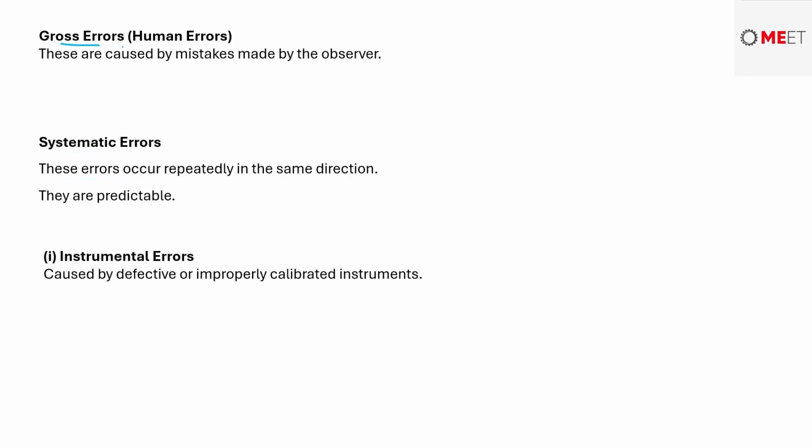Types of errors: gross errors or human errors. These are caused by the mistakes of an observer. Examples could be reading the wrong scale, incorrect reading, wrong calculation, careless observation, etc. Next is systematic errors. These errors occur repeatedly in the same direction. They are predictable. They include instrumental errors, the errors caused by a defective or improperly calibrated instrument. An example would be a ruler whose 0 mark is worn out.